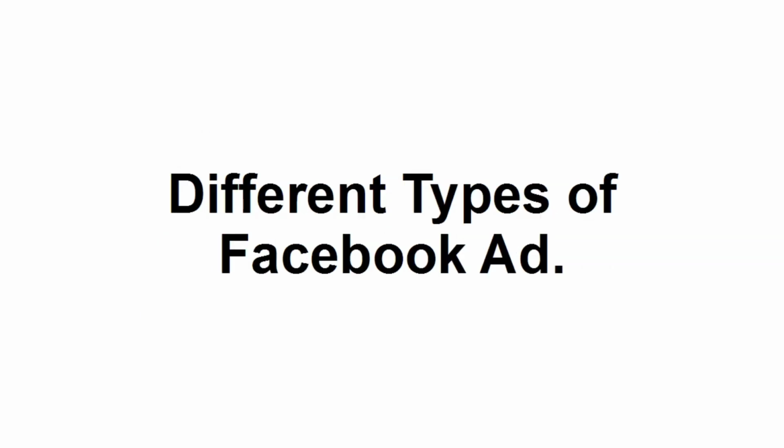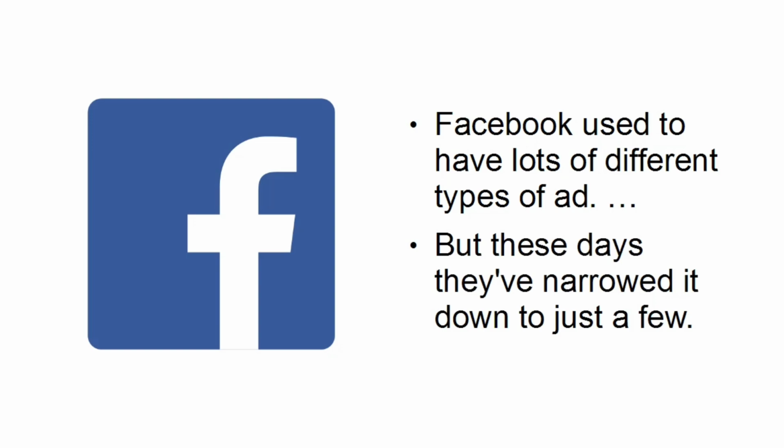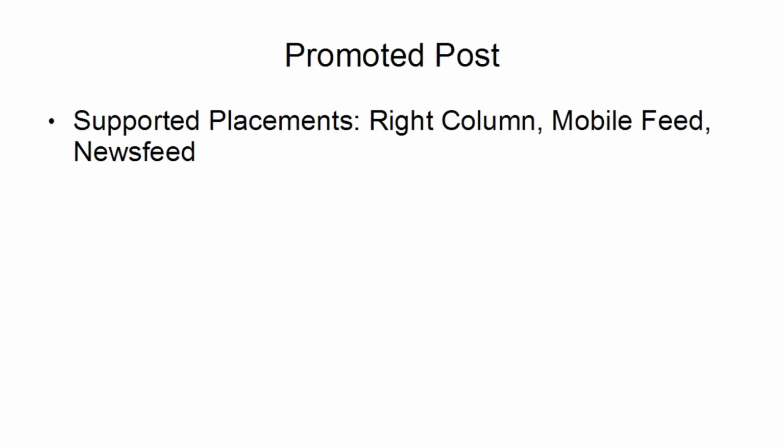In this video, I want to talk you through some of the different types of Facebook ad. Now, Facebook used to have lots of different types of ad, but these days they've narrowed it down to just a few, and I suspect that these were probably the most popular ones anyway, and they've discontinued the ones that people weren't particularly interested in. So let's talk you through some of the different ones. And the first one is a promoted post. And the supported placements are the right column, the mobile feed, and the news feed.